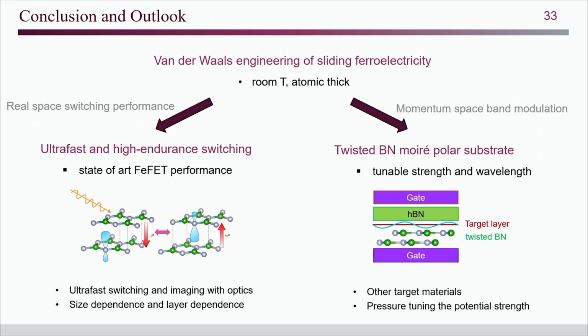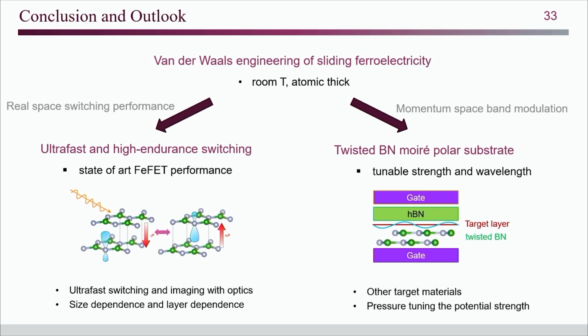To summarize, I have demonstrated the van der Waals engineering of sliding ferroelectricity. The parallel stacked BN has ultra-fast and high endurance switching, while when we twist a small angle, we can use it as a Moiré polar substrate. In the future, I think there are many exciting directions to explore, and I can mention a few. For example, now we have demonstrated nanosecond switching, but it's not limited by the device itself, but limited by the instrument. If we apply ultra-fast pulses, like picosecond, by the optics, we can probably image even faster switching speeds.